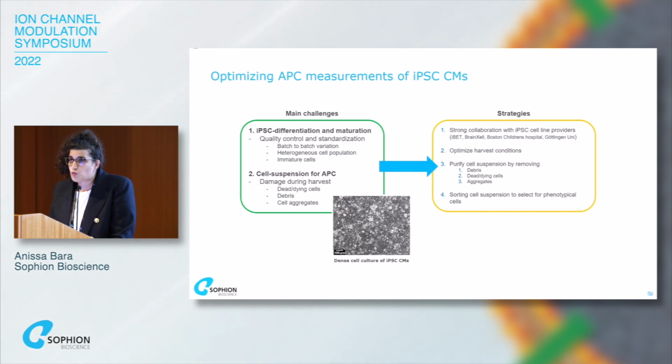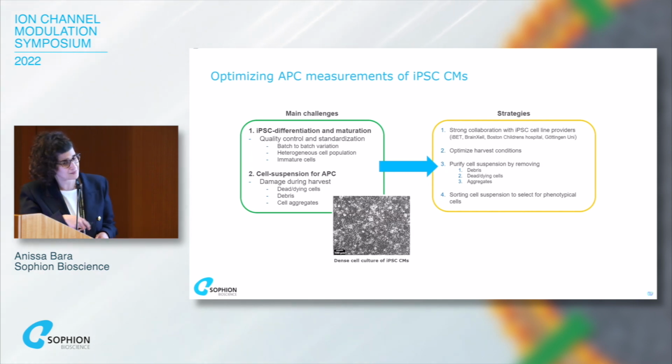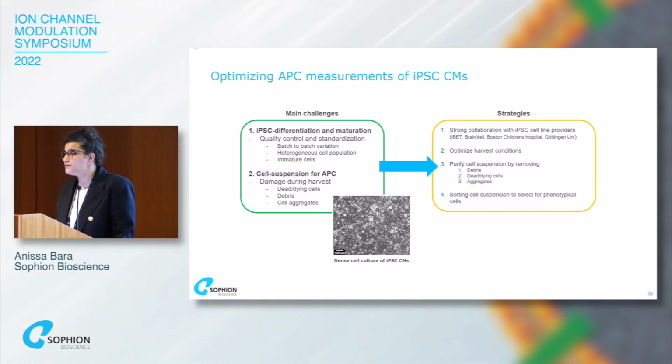The thing is, when you work with cardiomyocytes, you know that they like to be very cozy and tight together, and they really like to form those very dense tissue-like cell cultures, like you can see here. And when you have to lift them up and do a dissociation protocol to take them out from each other, you are damaging the tissue on a pretty high level.